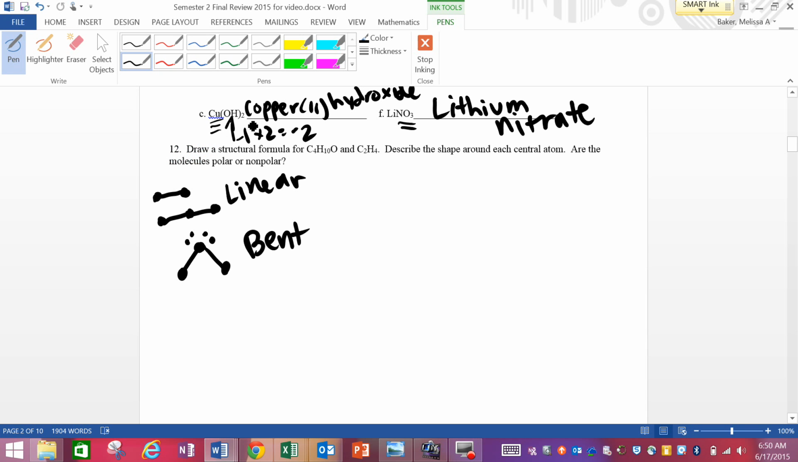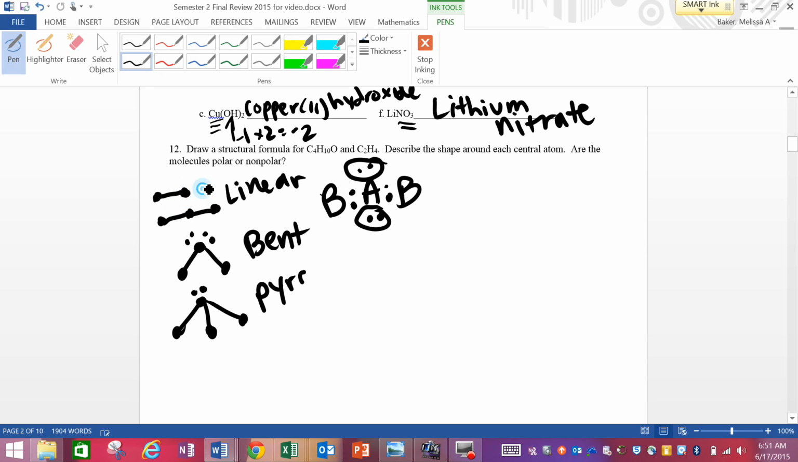So a lot of people get confused because something might be drawn like A, and maybe you've got B here, and people will say, oh, this is linear. But no, it is bent because there are lone pairs on the central atom. Doesn't matter how you draw it, it's what it actually is in 3D. Besides those, there's also pyramidal. That's when you've got 4 atoms, so there are 3 atoms on the central atom, and there's a lone pair on it pushing those 3 things down. That's pyramidal. An example would be like NH3.